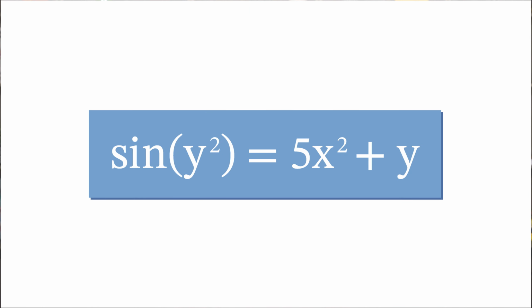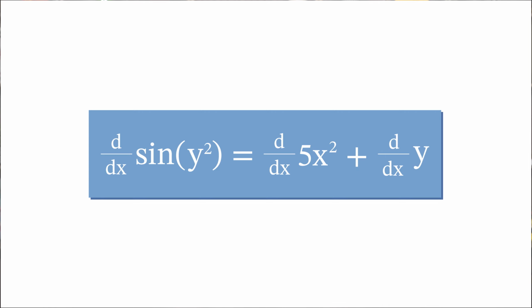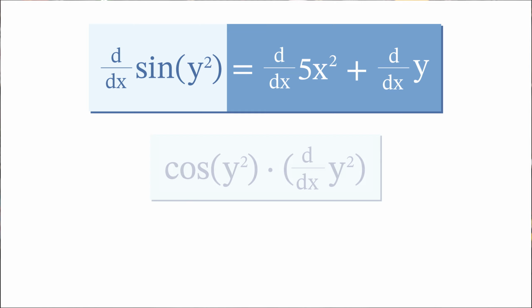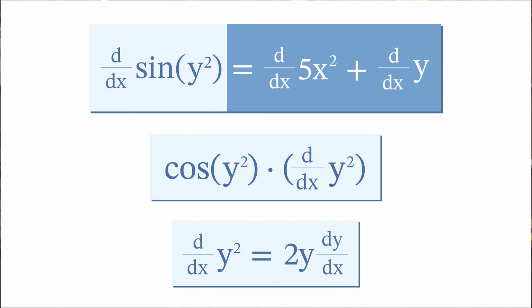Use implicit differentiation to find dy dx for the relation sine of y squared equals 5x squared plus y. First, we can start by writing d dx in front of each term. The first term is going to be the trickiest. Since we have a function, y squared, inside the sine function, we're going to need to use the chain rule. The derivative of the outside will be cosine, so we are going to have cosine of y squared times the derivative of the inside. But what is the derivative of y squared with respect to x?